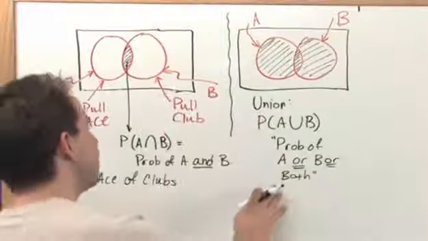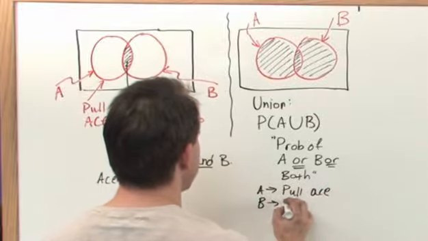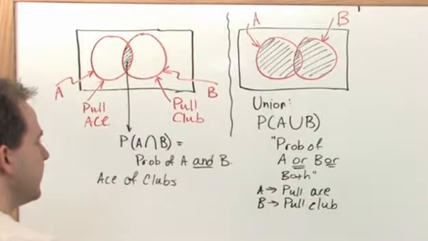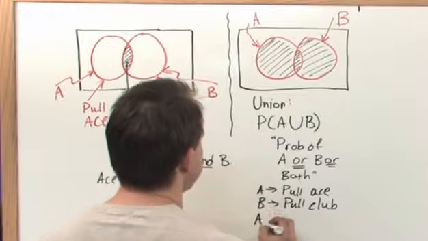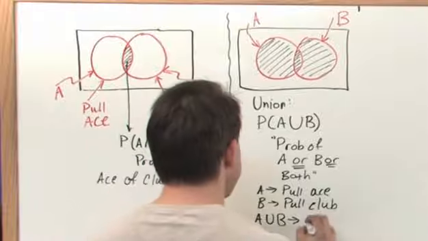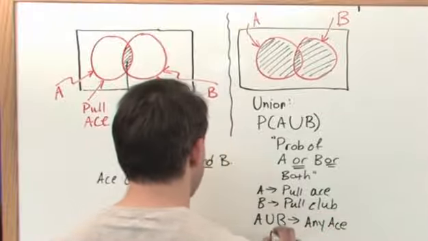So an example here would be if A is pulling an ace and B, just like before, is pulling a club, okay? How could this happen at one time? A union B, okay, would be any ace that you pull or any club you pull. Either one is going to give you a success.